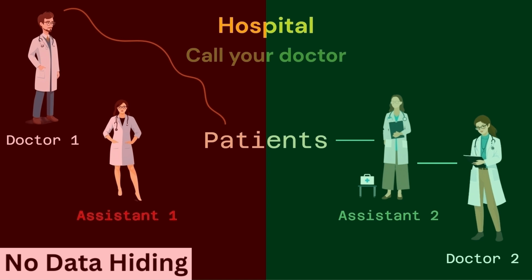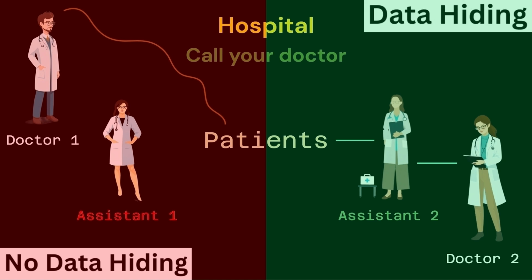On the other hand, Assistant 2 was hiding the data, in that case, the doctor's contact information. By hiding data, she has all the control. When she needed to accommodate a change, all she had to do was perform an additional check. That's it. That's the power of data hiding. By hiding, we keep the control in our own hands, which empowers us to accommodate future changes seamlessly.